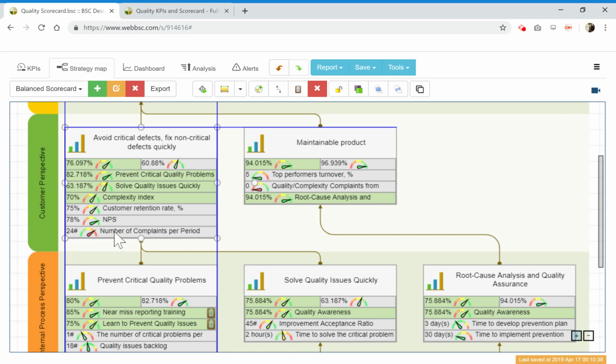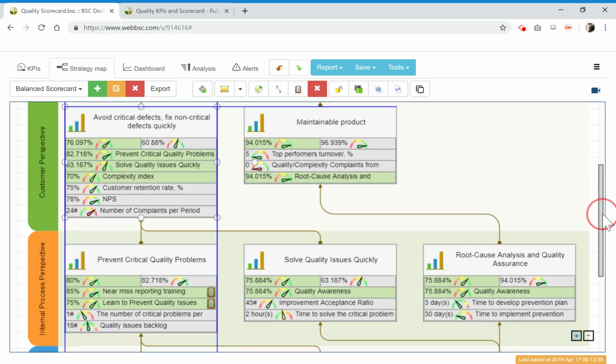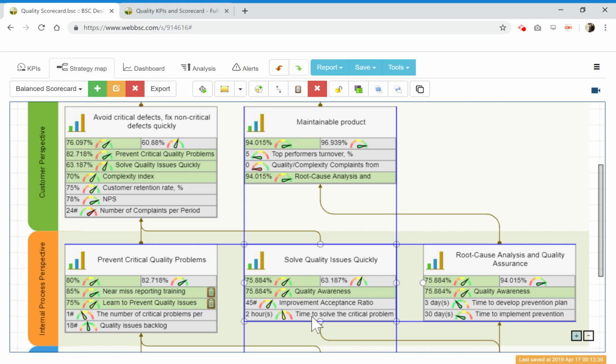Let's say what we have here, the number of complaints per period. This indicator actually tells us if people are complaining about this or not. So, fixing non-critical defects quickly. Let me see where we are measuring it. We are measuring it here below. So basically, it's not shown. This indicator is not aligned with this goal, but it is aligned with some internal goal, like for example this one, solving quality issues quickly.